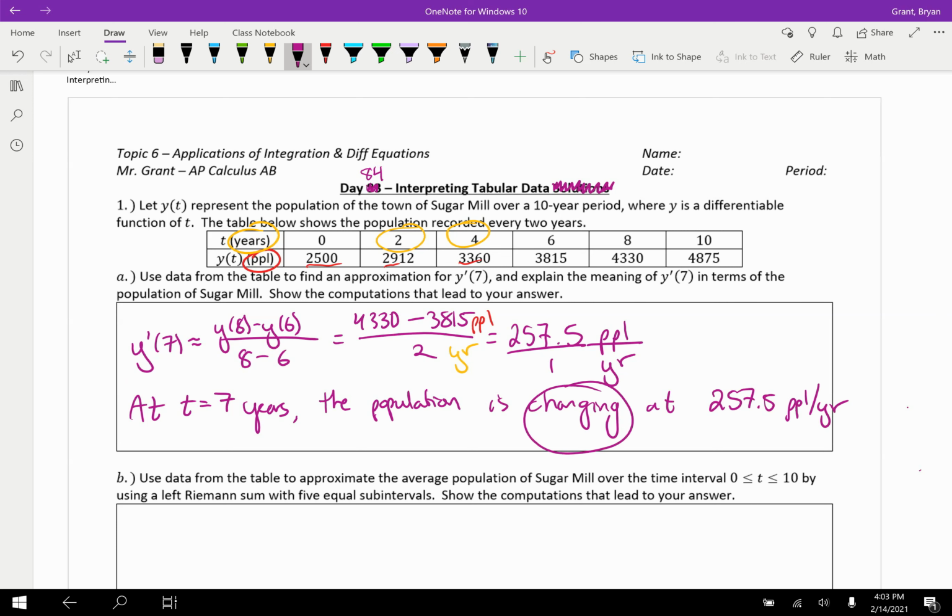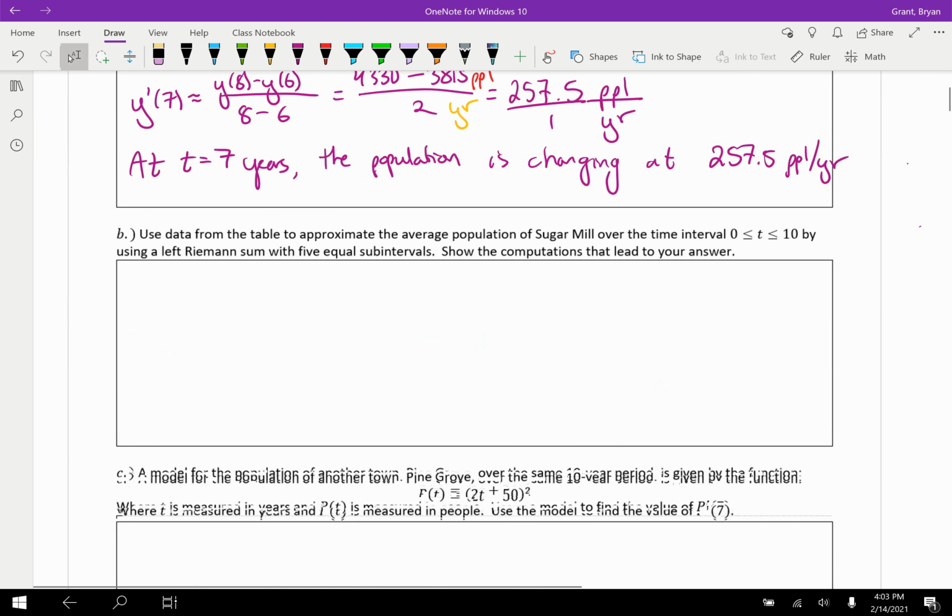Now, you could also substitute the word changing with increasing because we got a positive answer, but I think changing is the safest way to put that. All right, let's continue through.